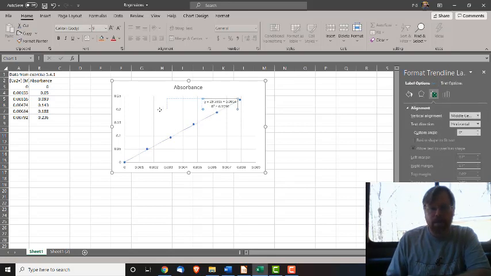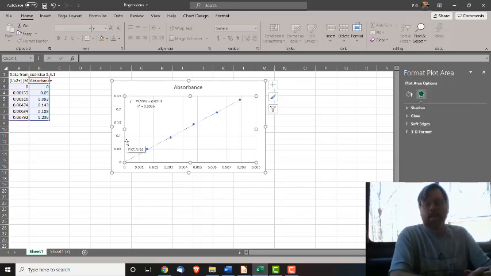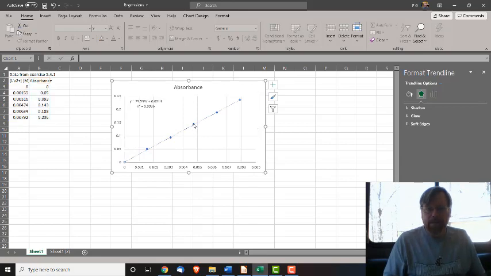We'll talk a little bit more about r-squared values in a bit. So that's fit a nice straight line to my data. The r-squared value is a number between 0 and 1. The closer to 1 you are, the better the fit is. I can do other types if I select something else.